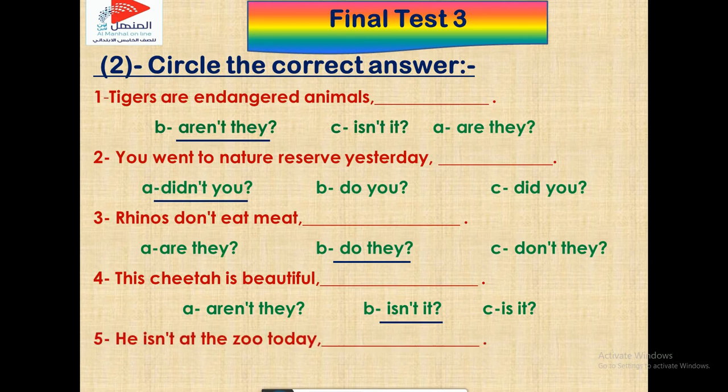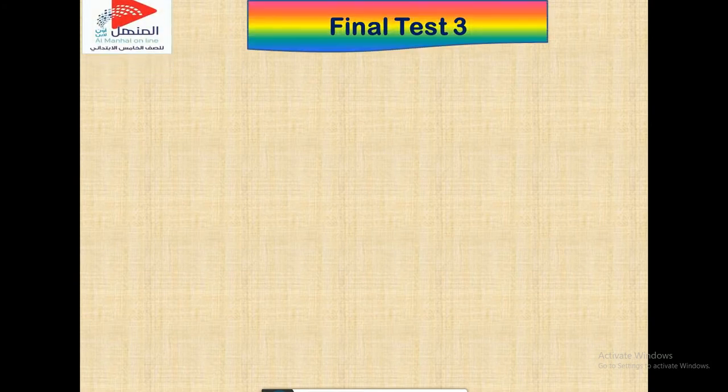The last sentence here. He isn't at the zoo today. Here you have the verb to be in the negative form. You have to omit not, or erase not, and only use the verb in the affirmative form. So it would be: is he. Excellent, guys. Is he is the correct form of the question tag.